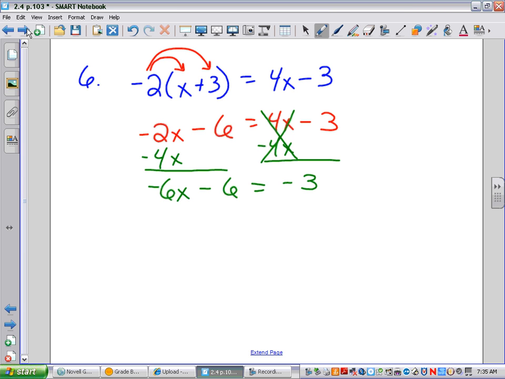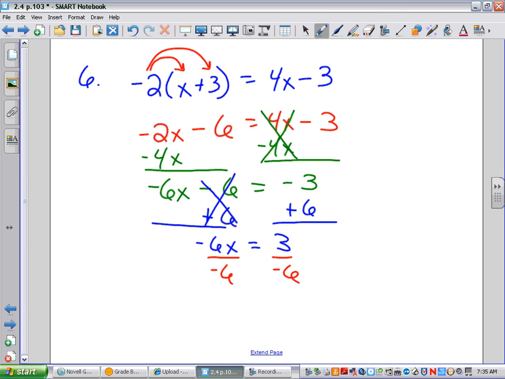My next step would be to add this 6 to each side. So this is what x is out. So I bring down a minus 6x equals negative 3 plus 6. That'd be a positive 3. Almost done. I want to then divide by negative 6. So these can be marked out. X equals, and I have to reduce the fraction. 3 over negative 6 would simplify to a negative 1/2. So make sure you are always reducing your fractions.